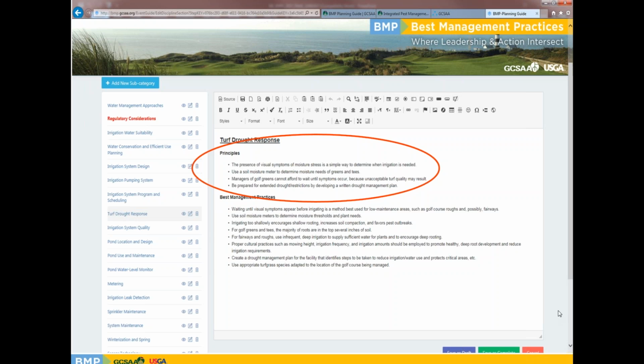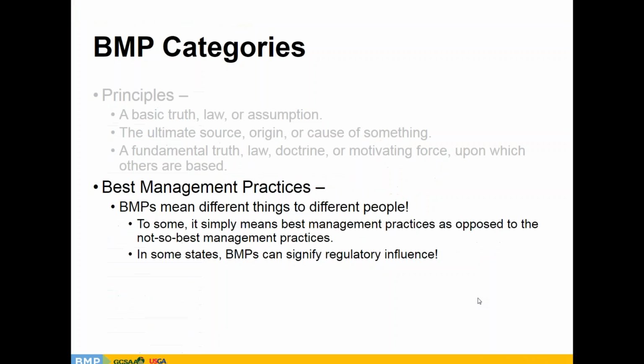And so here's a screenshot of the web tool, and you can see in this particular case we're on the water side and talking about drought response, and you can see where I've highlighted with the red circle the principles of dealing with turf drought. And so the presence of visual symptoms of moisture stress is a simple way to determine when irrigation is needed. Using a soil moisture meter to determine moisture needs of greens and tees. And so those are the principles that drive the BMPs. The principles are, as I just said, the basic premise as to why we need to do the actual BMPs.